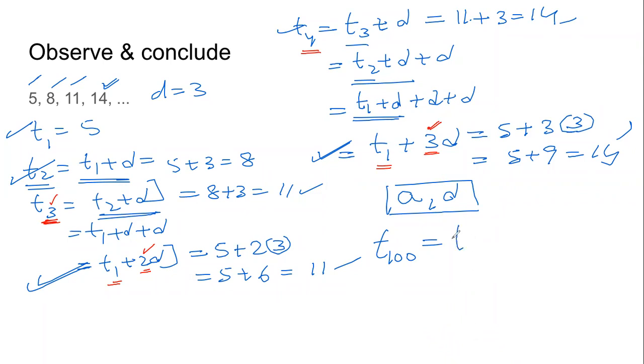The answer is T1 will remain as T1, plus will remain as plus. Instead of 2, instead of 3, here we will have 99 multiplied by D. You see, 2 is 1 less than 3. 3 is 1 less than 4. So 99 is 1 less than 100.